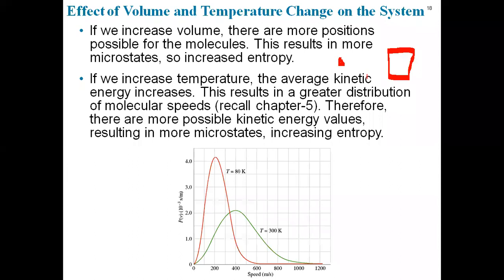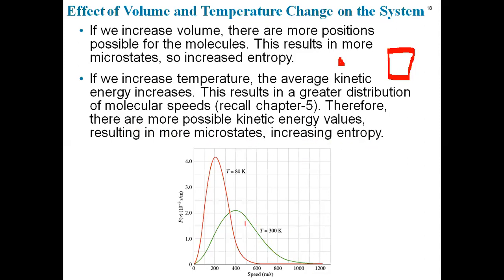And how does the temperature influence our entropy? We can think about the Boltzmann distribution of the speed of molecules that we saw. If we increase the temperature, the average kinetic energy increases. This results in a greater distribution of molecular speeds, recall from Table 5. Therefore, there are more possible kinetic energy values, resulting in more microstates, and therefore increasing the entropy.